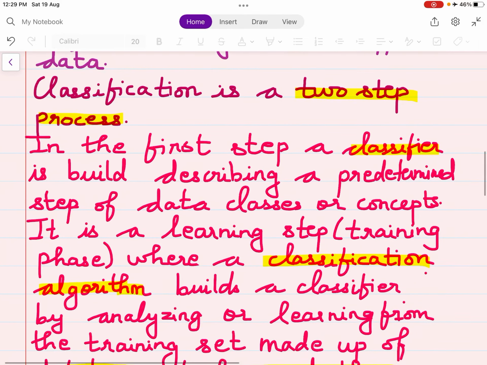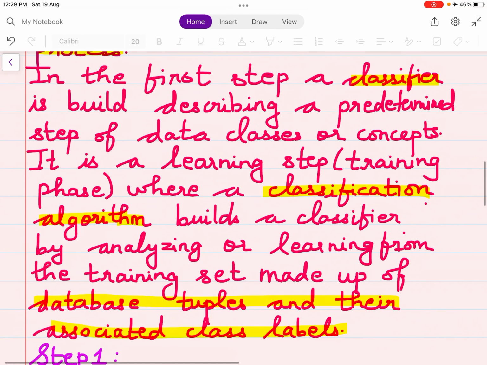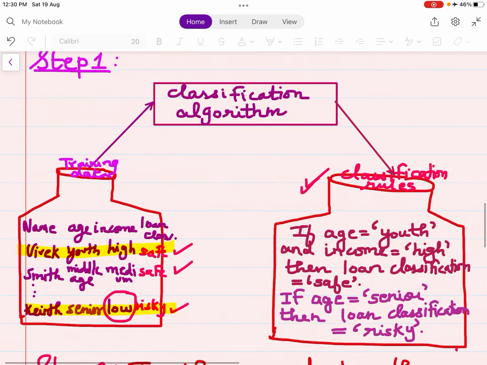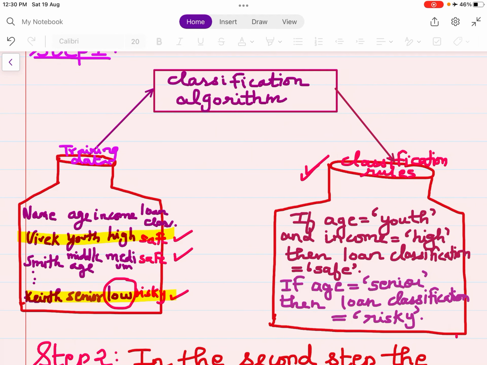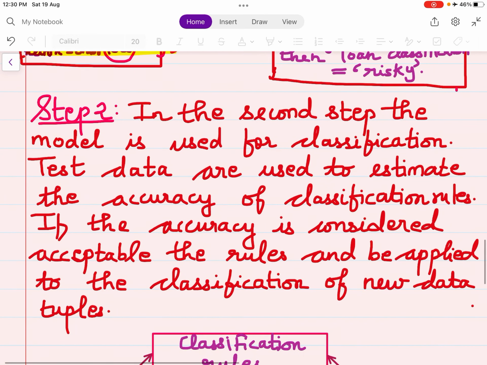There are 2 steps of classification. Number 1 is you have to make a classifier. How will you make a classifier? Using a classification algorithm. What will the classification algorithm do? It will analyze or learn the training set, and this training set is made up of database tuples and their associated class labels. So once step number 1 is done, the classification algorithm has made the classifier and has given some classification rule, we go into step number 2, and in step number 2 now we are using this model or the classifier which was made by the classification algorithm for classification.